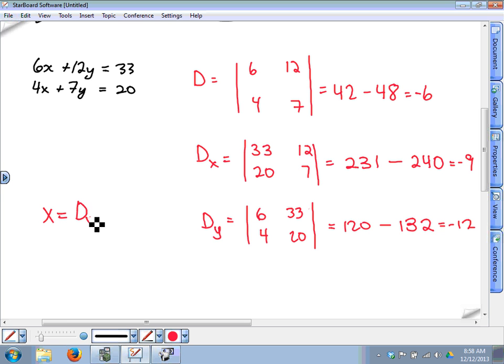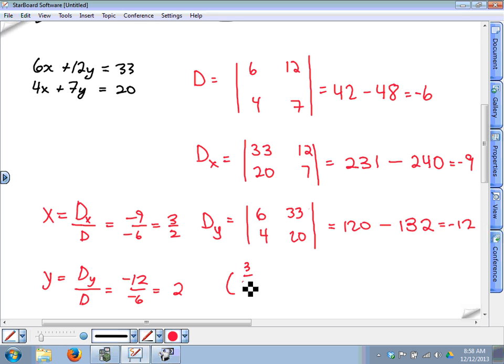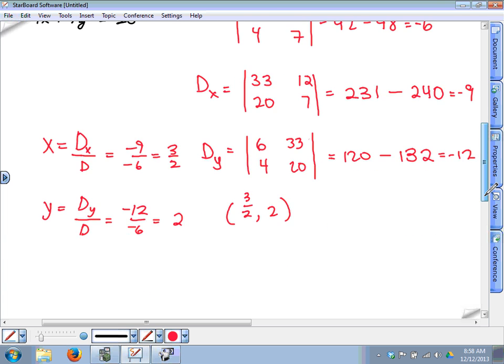So x is Dx over D, which is negative 9 over negative 6, which is 3/2. Y is equal to Dy over D, negative 12 over negative 6, which is 2. So the answer is 3/2 comma 2. All right, last one, then we're done.